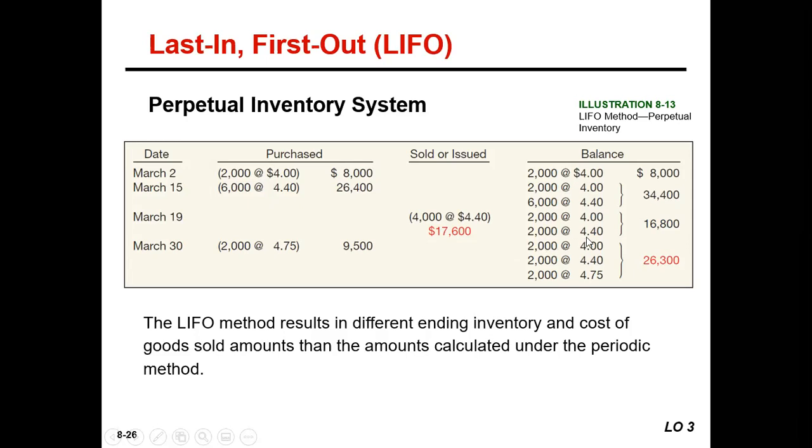And now we make this purchase March the 30th, 2,000 at $4.75 each. So now we've got 2,000 units at $4 each, 2,000 units at $4.40 each, 2,000 at $4.75 each, right? So we're going to have total inventory cost 26,300 under LIFO. Again, that's what our inventory would be listed at on the balance sheet.